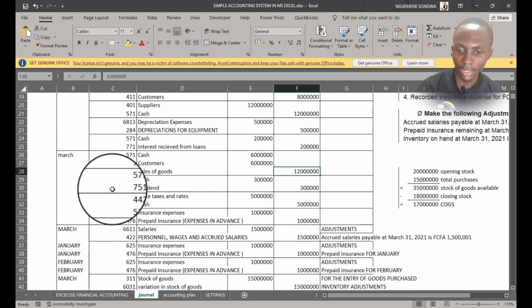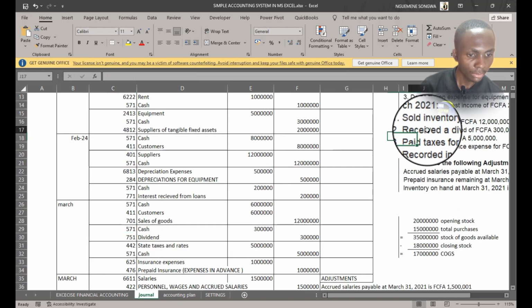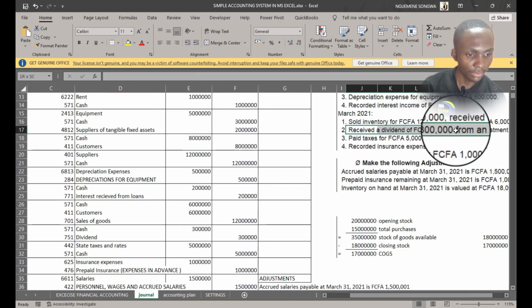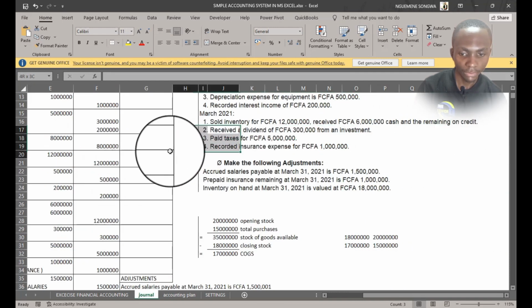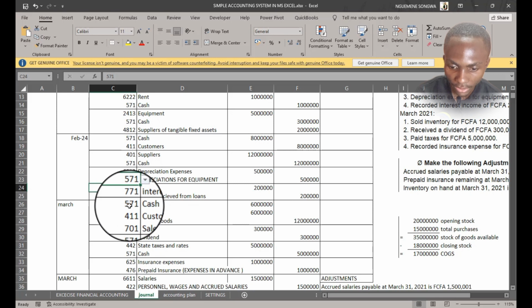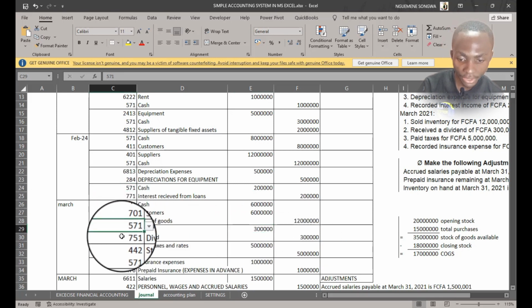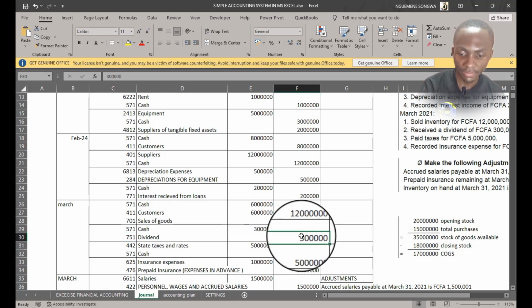Okay, next transaction we have received dividend from investment for 300,000. So we will debit the account for cash since we received the dividend by cash and credit the dividend account.